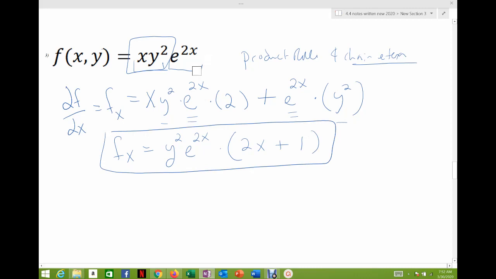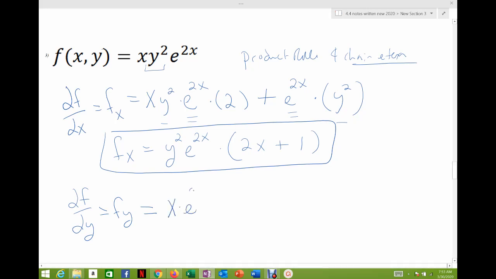Alright, now with respect to y. So I'm going to go back and look at my function and take its derivative with respect to y. The change in my function over the change in y. So y is the variable that's changing, and x is being held constant. Well, there's only one y term, the y squared. The x parts are just constants. They're unknown constants, but they're fixed, so they behave like constants and are treated like constants. And so x is multiplying and the e to the 2x is multiplying, and so they're constant multipliers, and they just come along.